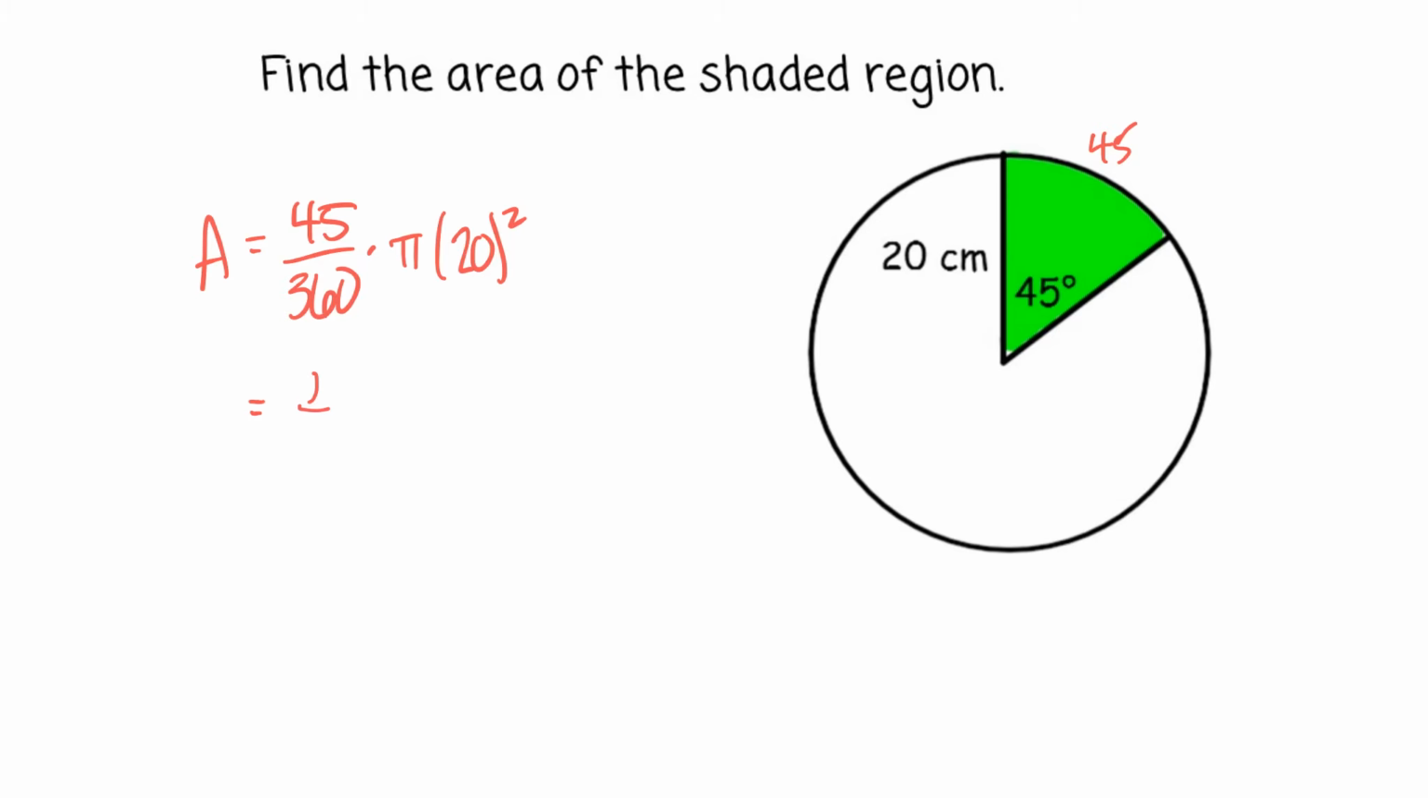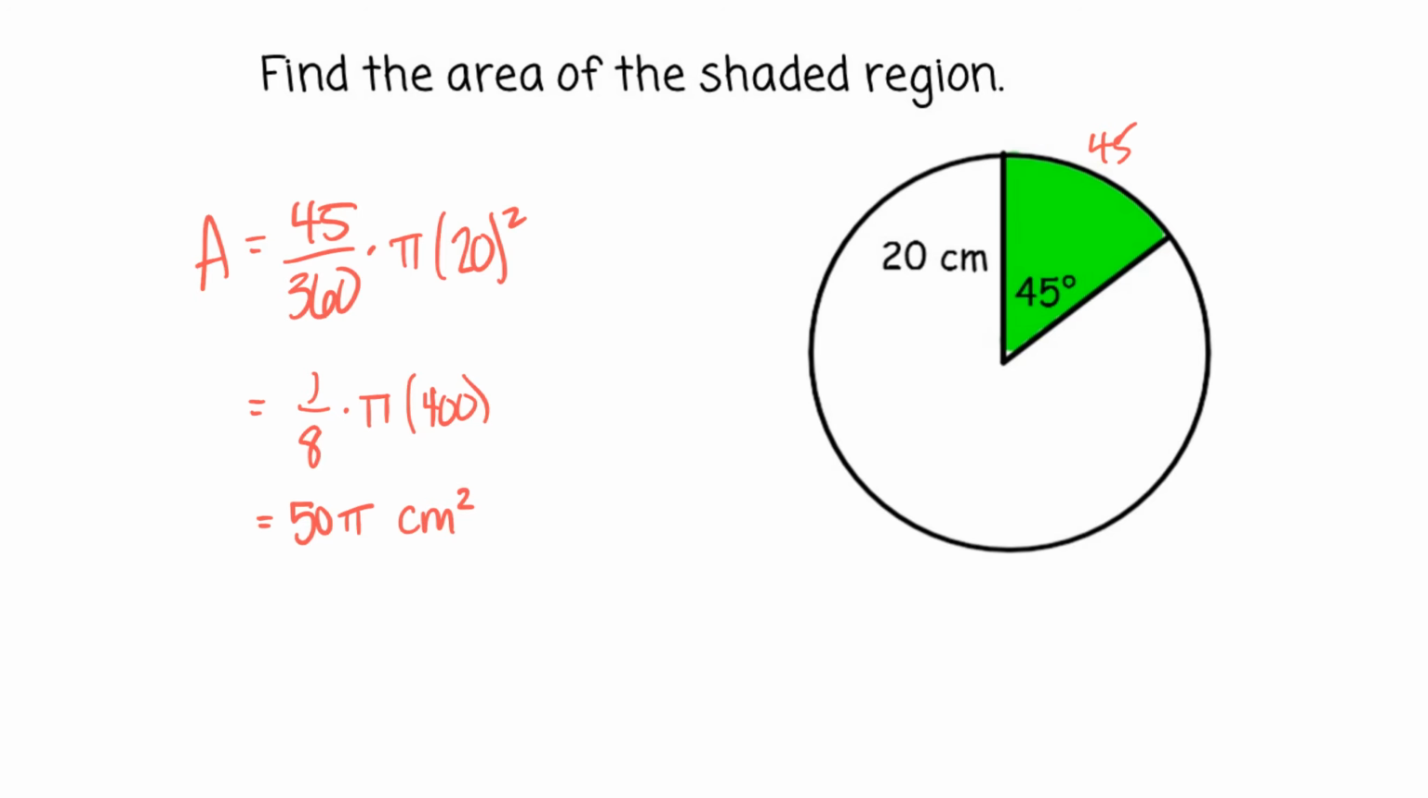And then we have times pi times 400. So 1/8 times 400, that's going to be 50 pi. I better double check myself. Yep, 50 pi. Sorry, I doubted myself there. So we had 50 pi, and that makes it square centimeters since we're talking area.